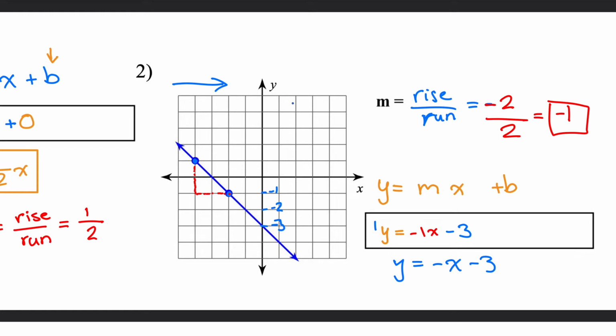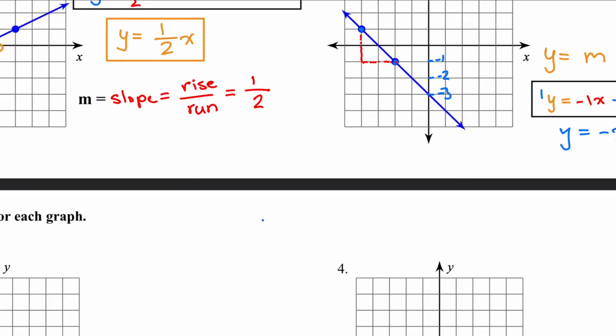So rule to remember, if the line is going down, negative slope. If a line is going up, it's going to have a positive slope. And the b is the y-intercept coordinate on the y-axis.